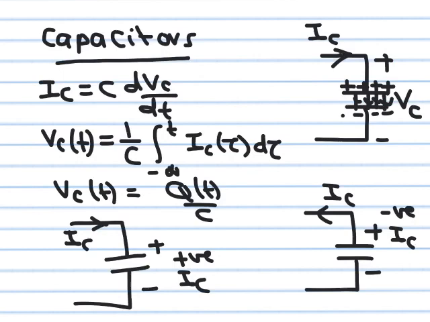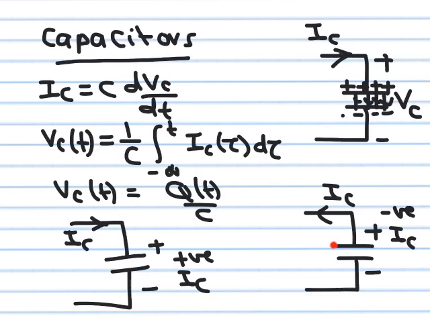The second situation that can happen, this one here. In this case, the capacitor current is negative because it's flowing out from the positive electrode through the circuit. In this case, the capacitor is actually losing its charge. So this charge Q here on this plate starts to flow to the circuit.